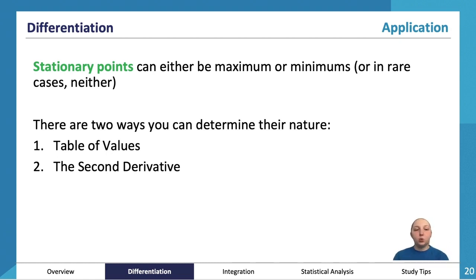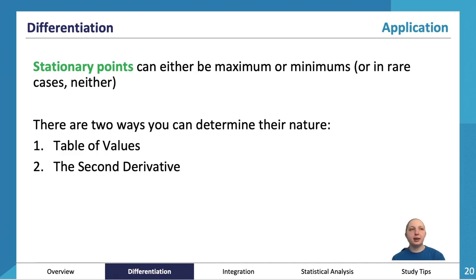So when finding your stationary points and whether they're a maximum or a minimum, and thinking about which method I want to choose to answer this question, I would usually pick the second derivative. I think it's quicker. Unless your second derivative is really hard to find, then I would do the table of values. I just find the second derivative is quicker.